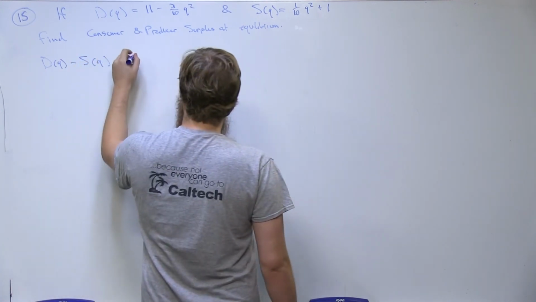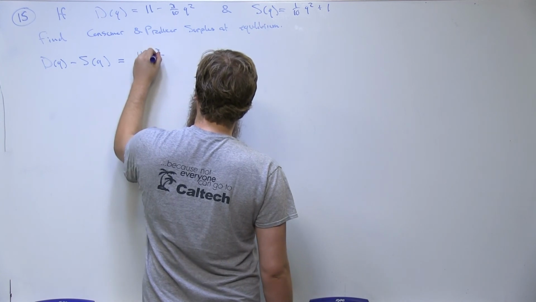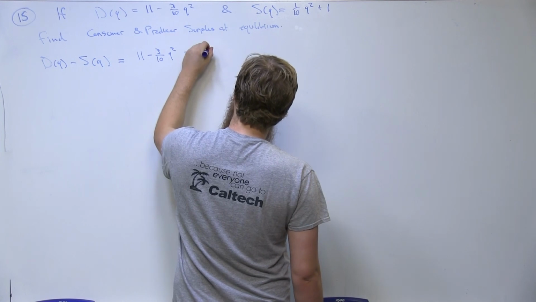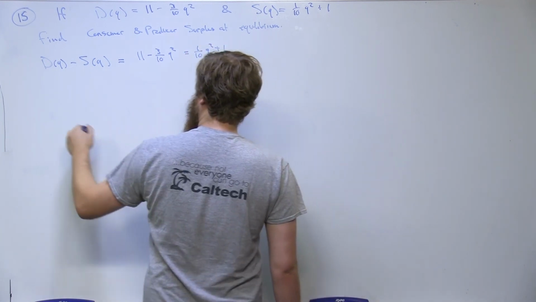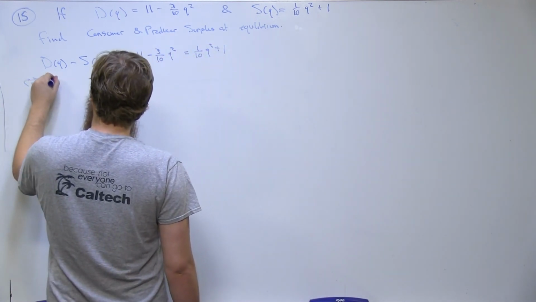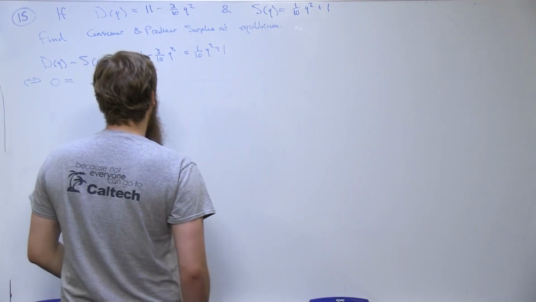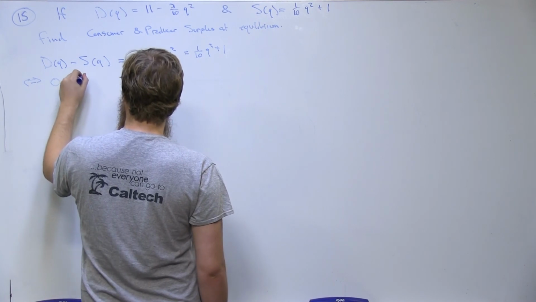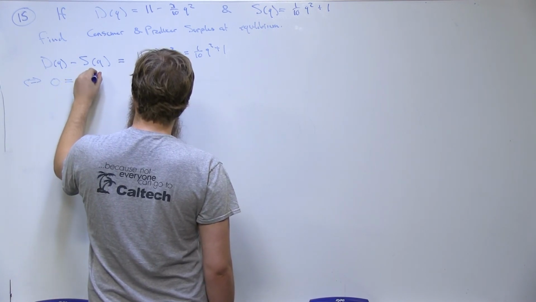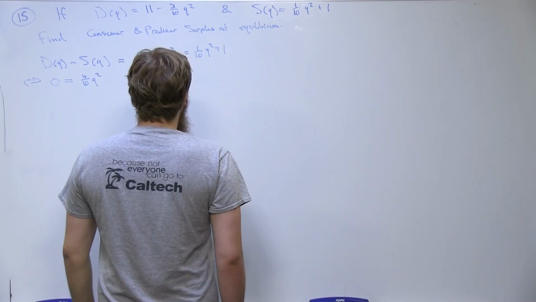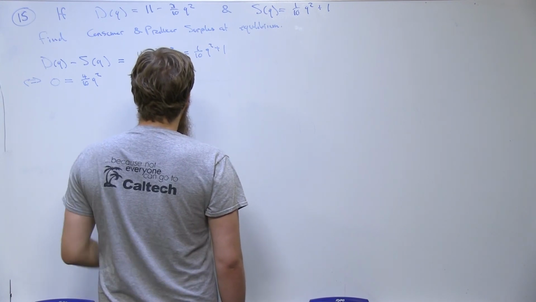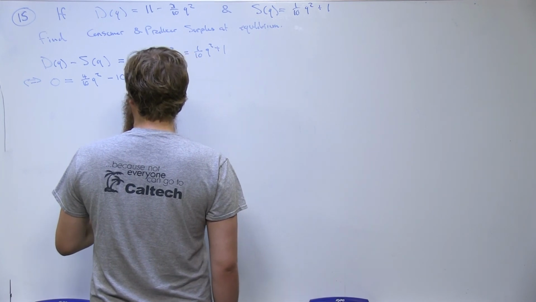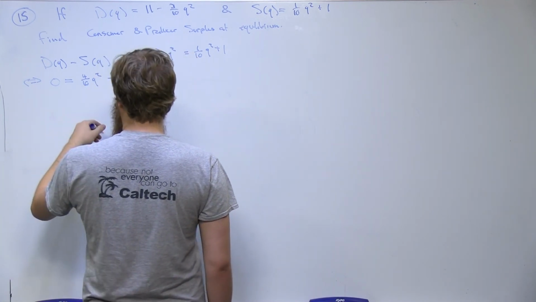And that is, if 11 minus 3 over 10 q squared is equal to 1 over 10 q squared plus 1. This is clearly equivalent to 0 being equal to 4/10 q squared minus 10. And that's true, provided, we can do this the silly way, right?